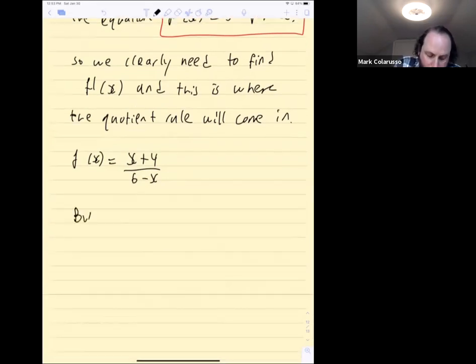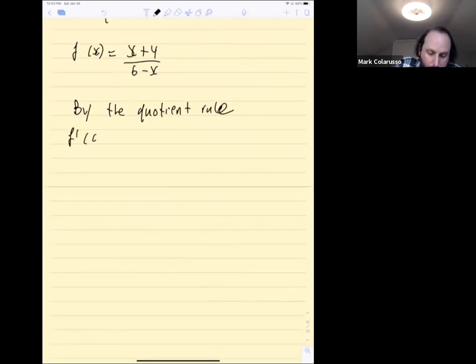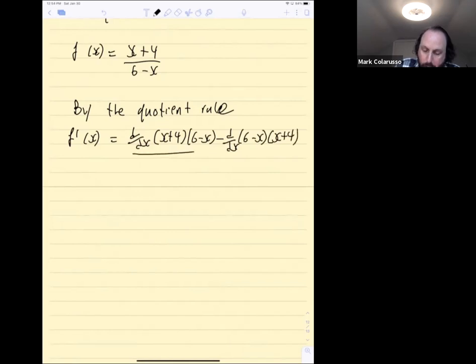So by the quotient rule, f prime at x is the derivative of the top times the bottom minus the derivative of the bottom times the top, all over the square of the bottom. Okay, so that's applying the quotient rule. But now we've got to find these derivatives, which luckily are fairly easy.